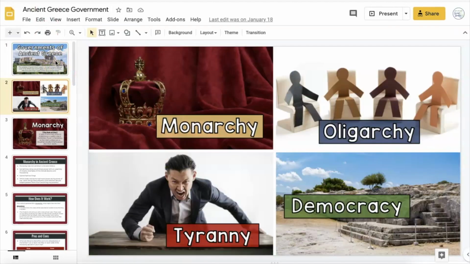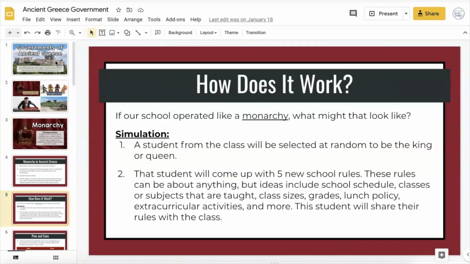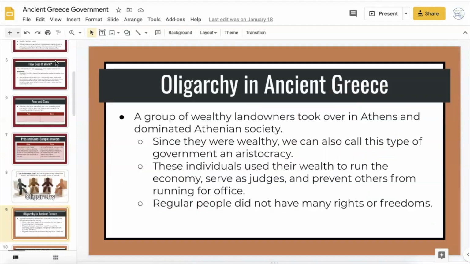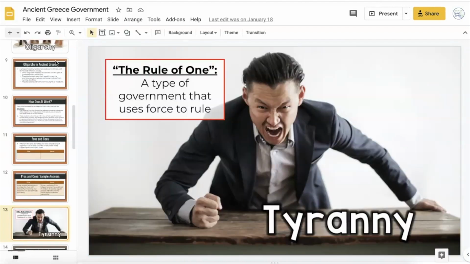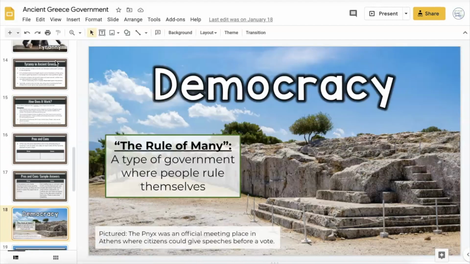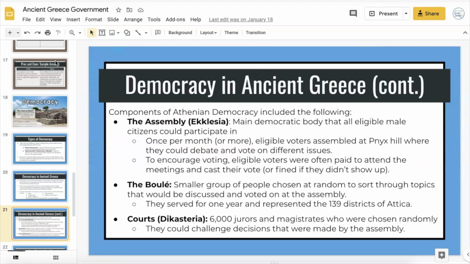So what we typically do there is kind of like a simulation based activity. And so you go through each of the different governments one at a time, and you teach the students obviously what the type of government is. They fill it out on a little graphic organizer, and then you have them simulate the different types of government. So for a monarchy, you choose someone to be the king or the queen of the class. They get to make 5 rules. We use school rules to try to keep it relevant. And they get to make whatever 5 rules they want.